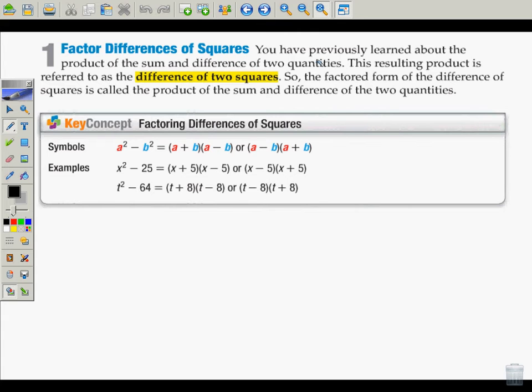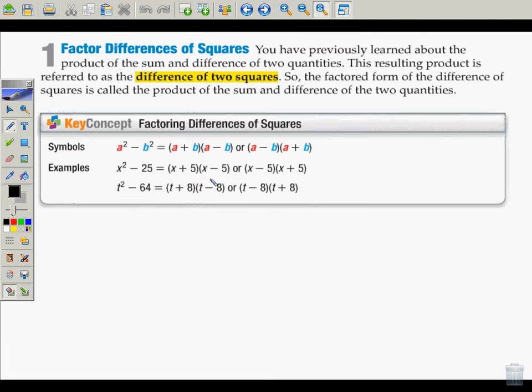We've talked before about the product of a sum and difference of two quantities. This resulting product is the difference of two squares. What we did before, we had a plus b times a minus b. You remember that? If we would FOIL that out, we would end up with a squared minus b squared. For example, when we had x plus 5 times x minus 5, we just got x squared minus 25. Now we're just going to be going the other way.